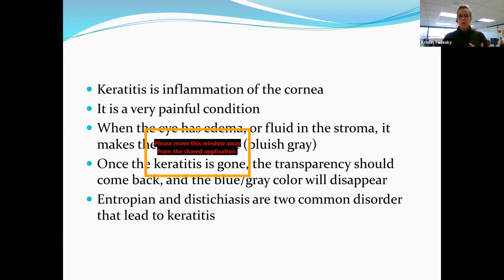Okay, entropion and distichiasis are two common disorders that lead to inflammation of the cornea, or keratitis, and we'll talk about both of those just a little bit. Okay, so entropion and distichiasis, that's how you say both those terms.